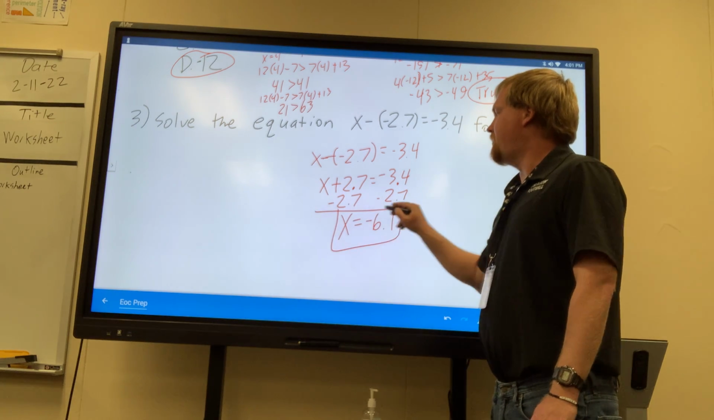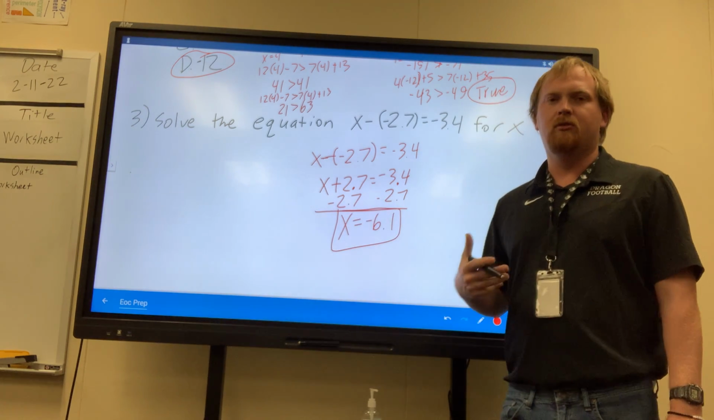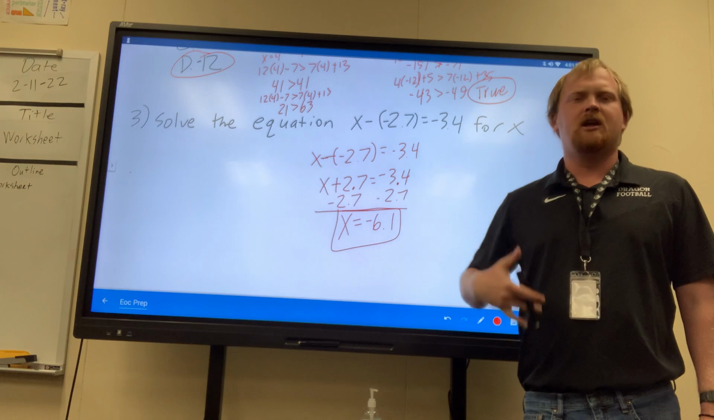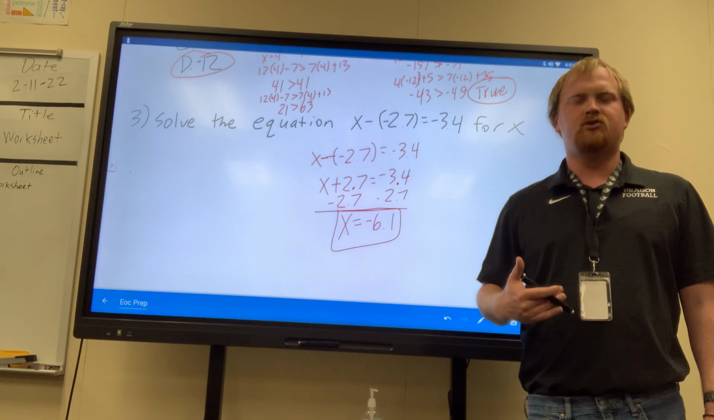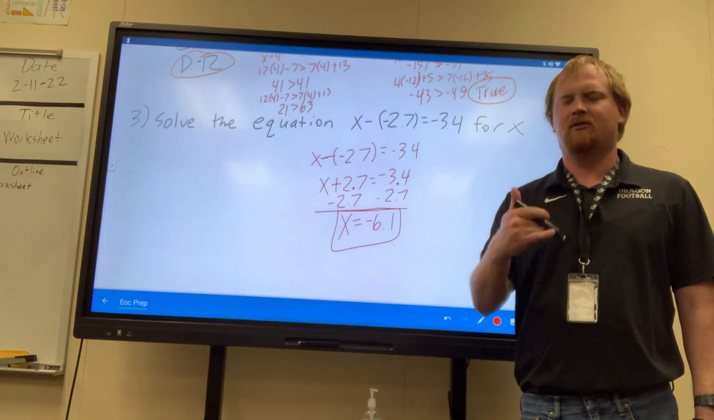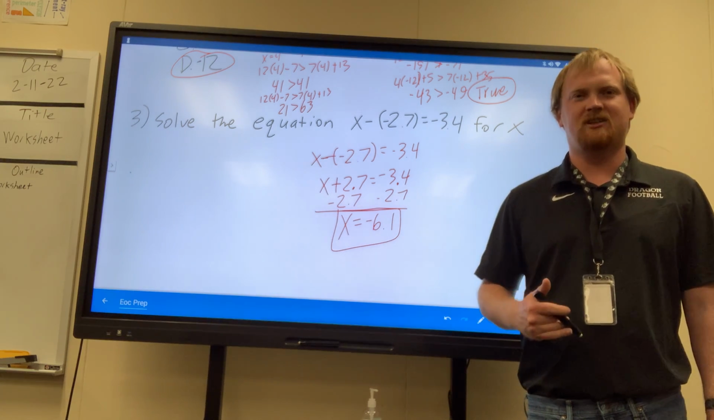So, one of the biggest things that we're going to have to be able to do is solve equations. And if you're able and capable of solving equations, you're going to do just fine on the ELC. Go ahead and get practice with those worksheets. Good luck.